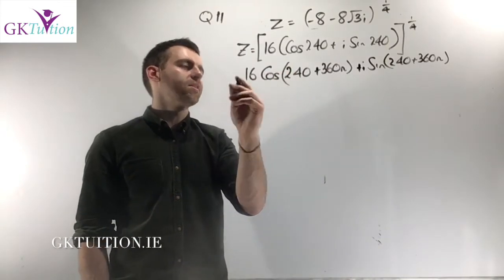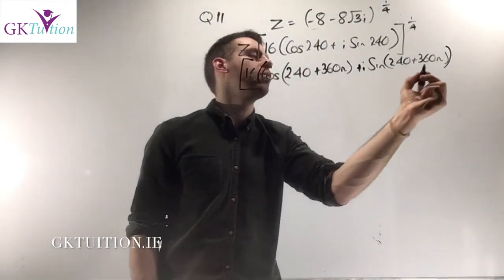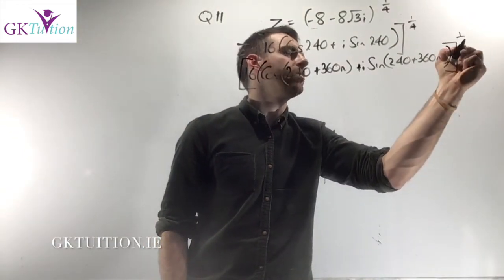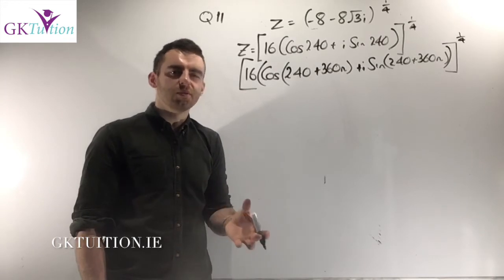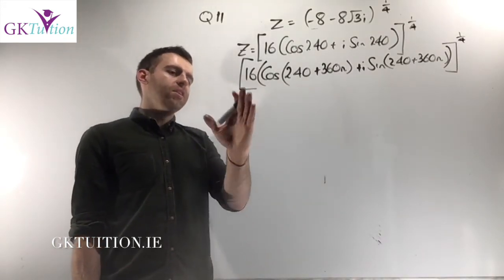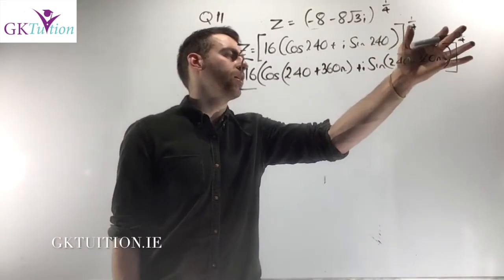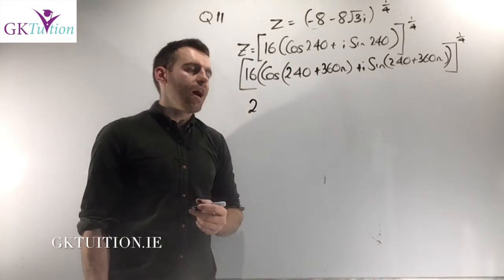So it's 16 times all of this, and I want to get all of this to the power of a quarter. Now, de Moivre's theorem is available on page 20 in your maths tables, but to be honest, once you've used it once or twice, you probably already remember how to do it. The first thing I need to do is get the modulus to the power. So 16 to the power of 1/4 is 2.